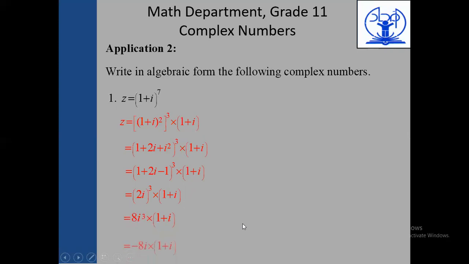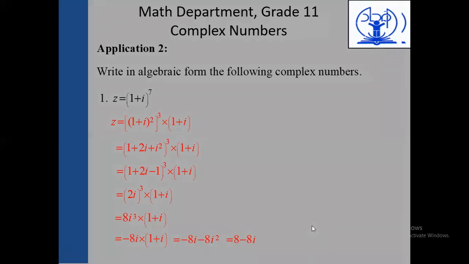So this will be minus 8i times (1 plus i). Expanding this, it will be minus 8i minus 8i squared. Do not forget here that i squared is negative 1, so the final answer is 8 minus 8i.